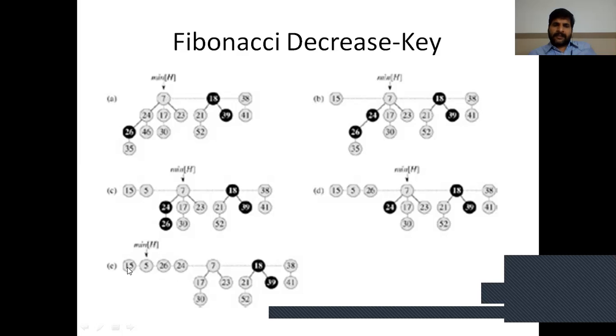Now we check the minimum value of the root. The minimum value of the root equal to 5. So min h equal to 5. This is the Fibonacci heap decreasing key. Now again explain.